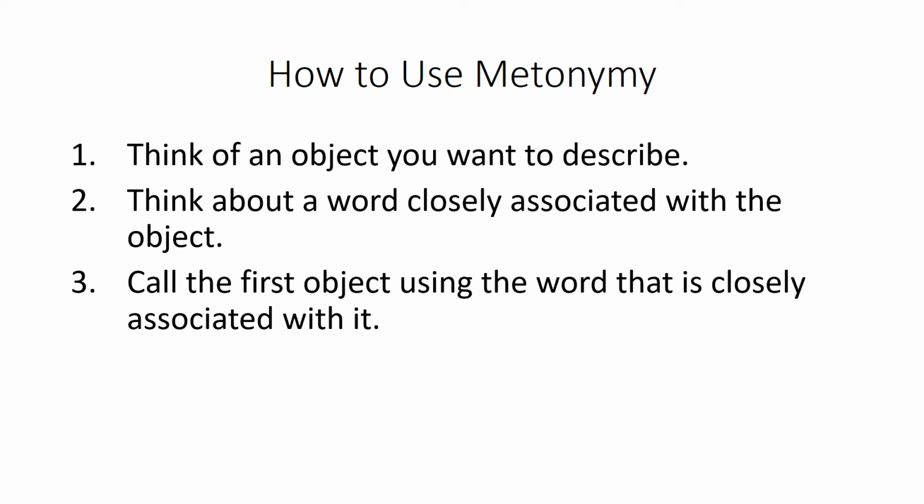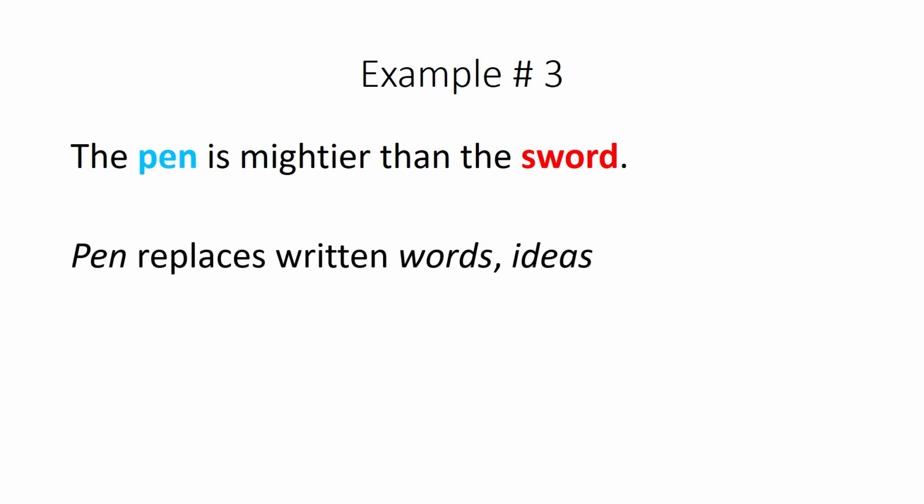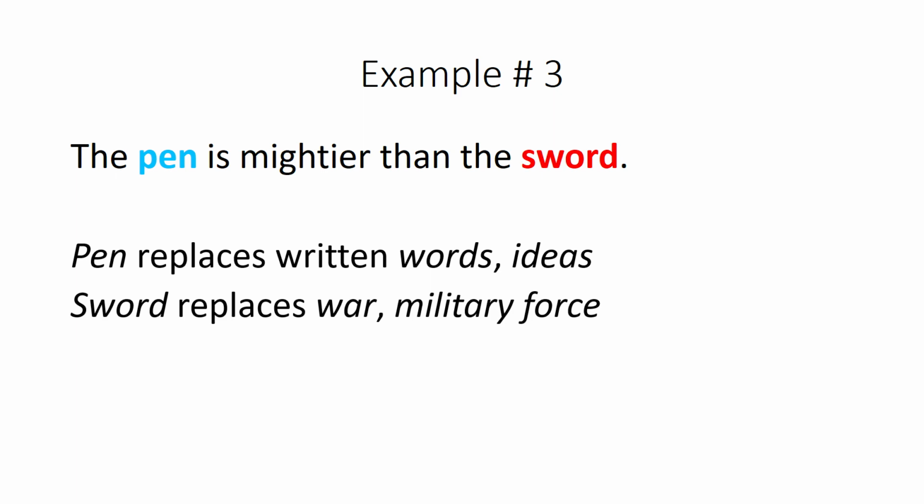So if I want to talk about the power of words and ideas and books compared to the power of war and the military, I can say it this way. The pen is mightier than the sword. Here we have 2 metonyms, pen and sword. Pen is a metonym and it's replacing words and ideas, or even books. And sword is a metonym replacing war and military force.